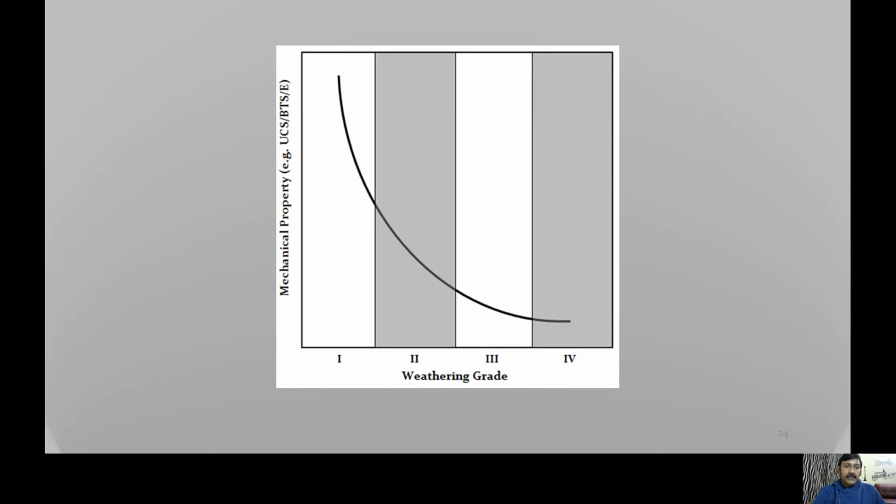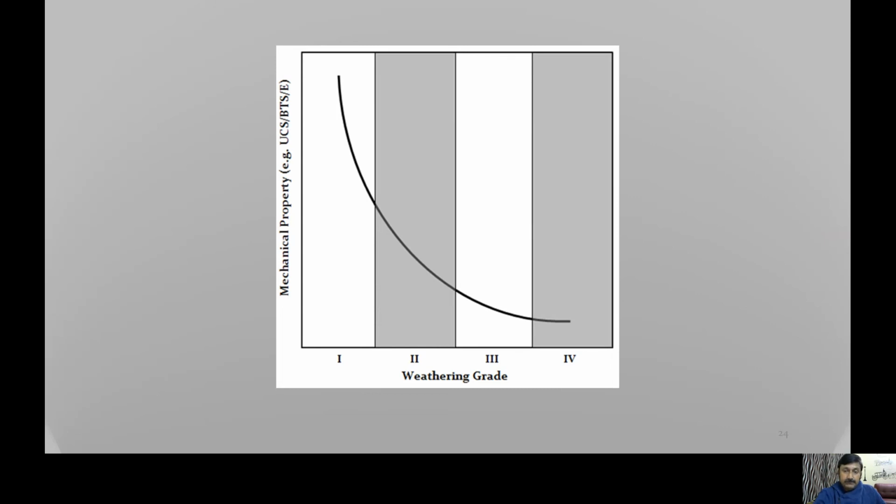When we look at the mechanical behaviors, particularly the direct mechanical properties of different rocks with reference to weathering grades, we can see that at the first stage, or at the initial stage of weathering, the absolute drop of mechanical properties is sharper than it is at the subsequent stages. So this is probably related to the dependence of the mechanical properties on microcracks at the initial stage.